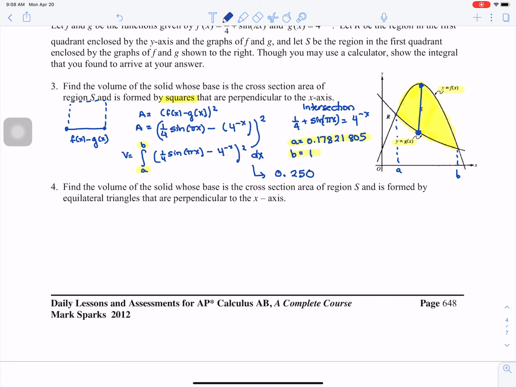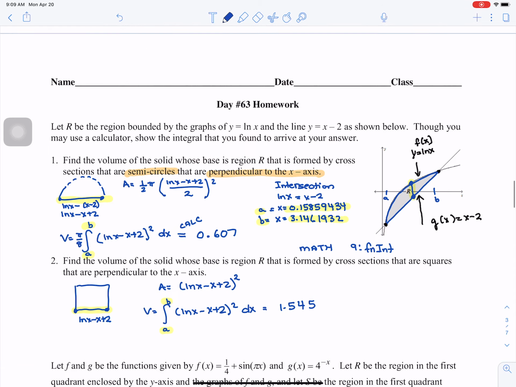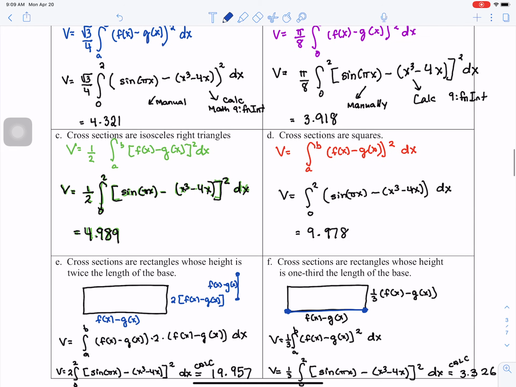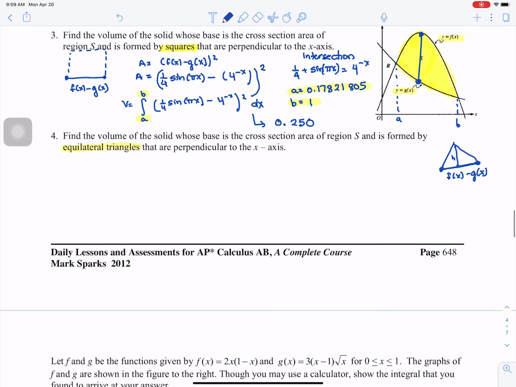Now what happens if the volume being formed is by equilateral triangles? This is the only tricky one if you don't remember the formula, because you'll have to derive the height of the function first. I'm using the base, which is f of x minus g of x, which is that dotted blue line I drew on the graph. And once you derive that h, you're good, but we can go ahead and use the equilateral representation that we had from above, which is root 3/4.